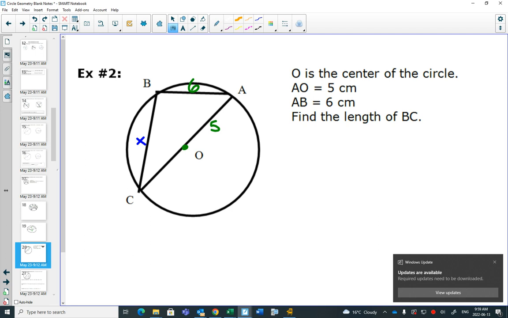This is a diameter because O is the center. So that's one thing we know, right? We know that A to C is a diameter. What else do we know? The radius is 5, so the diameter is 10. That would make this 5 and this whole thing 10. That's important. What else do you know?